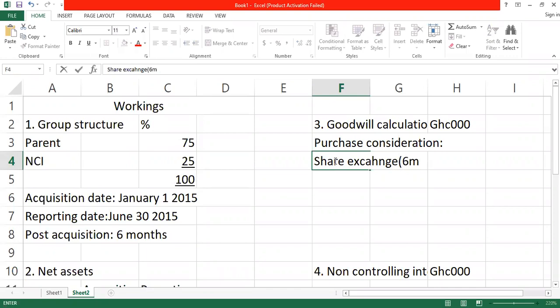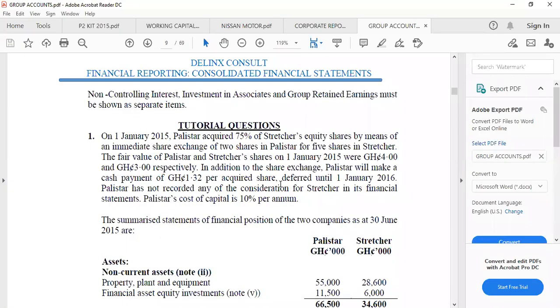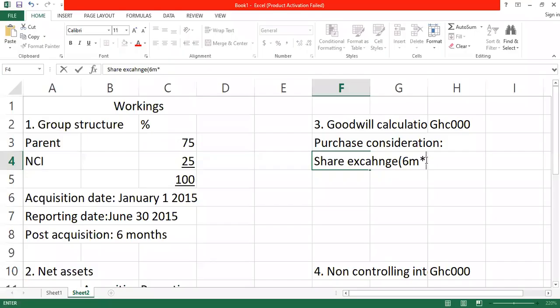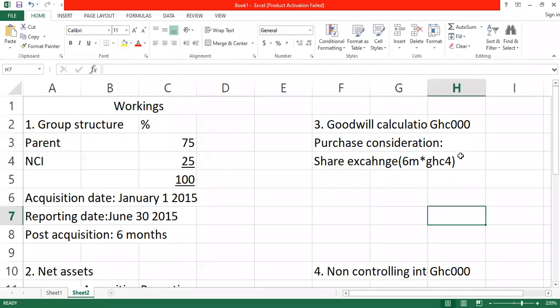Then we go to the question and look for the share value of the parent. What is the share value of the parent? 4 cedis. So this 6 million that you have in the parent now will be valued at what? 6 times 4 is what? 24 million. So the share exchange is 24 million.